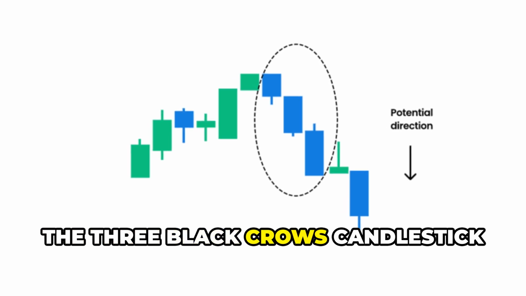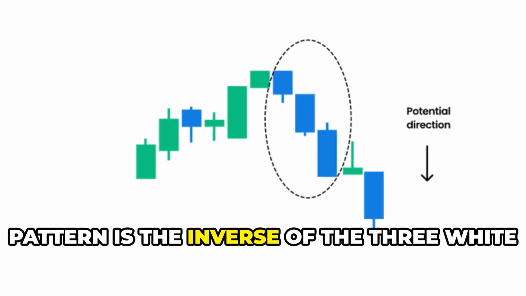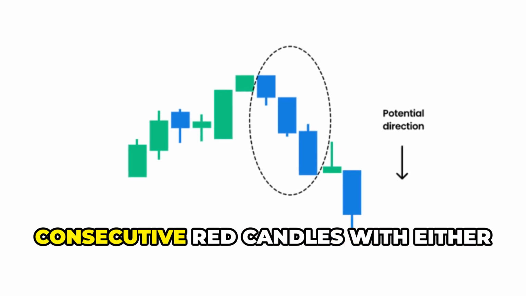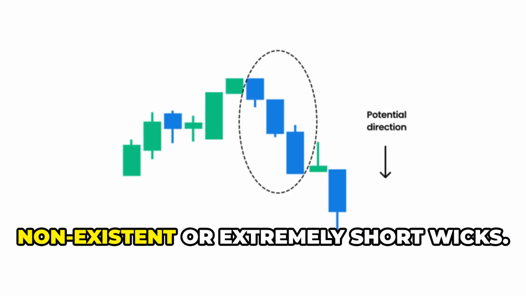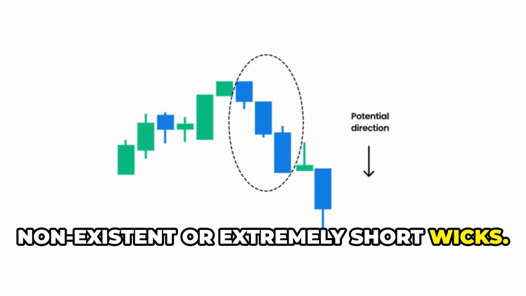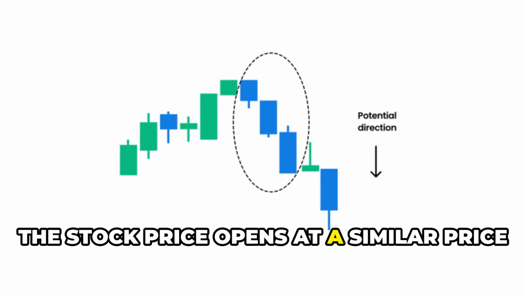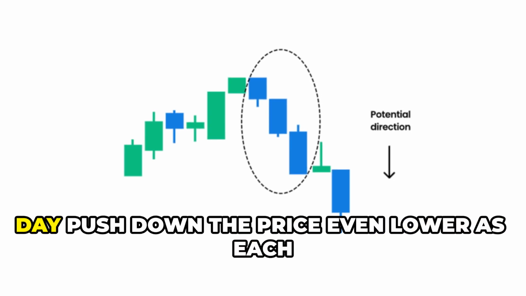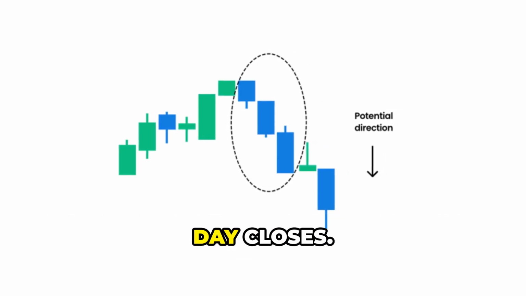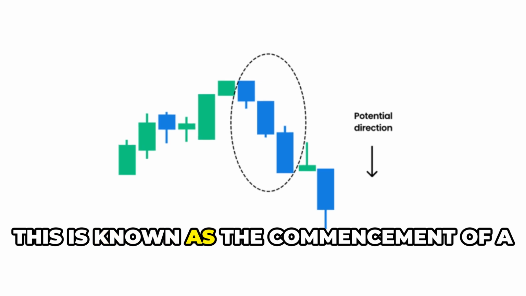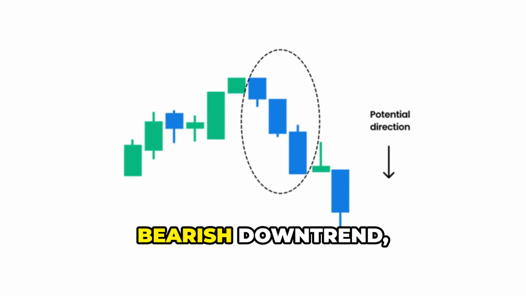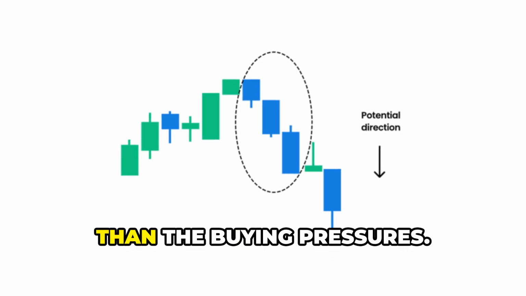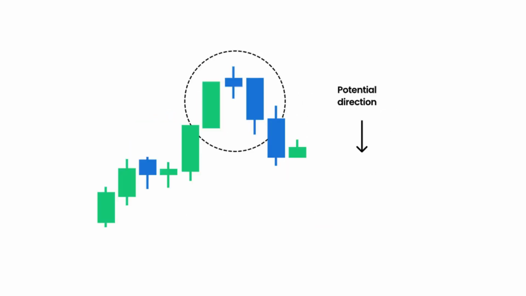The three black crows candlestick pattern is the inverse of the three white soldiers pattern and consists of three consecutive red candles with either non-existent or extremely short wicks. The stock price opens at a similar price as the previous day, but the selling pressures throughout the day push down the price even lower as each day closes. This is known as the commencement of a bearish downtrend, as selling pressures are more substantial than the buying pressures.